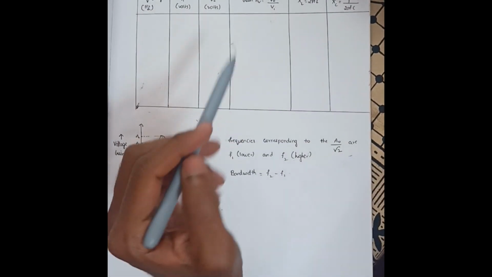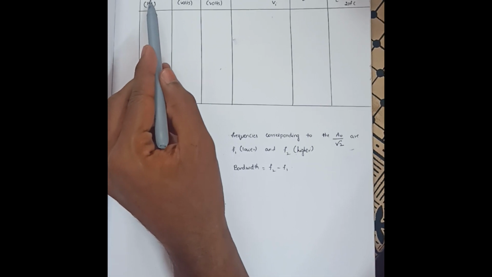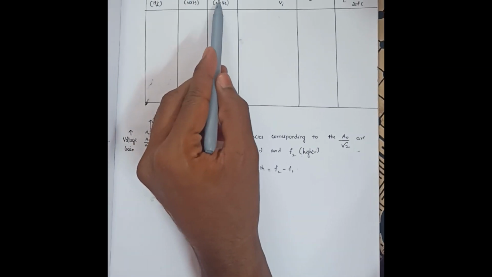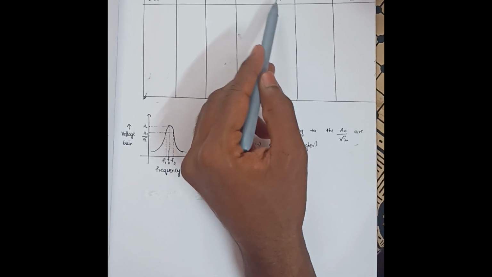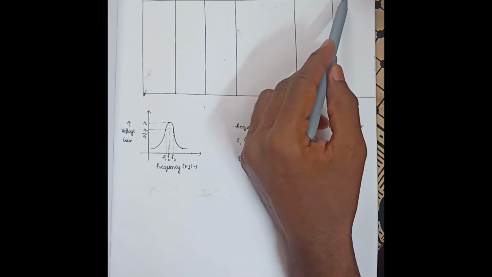Okay, now we'll see how to take the observations. This is the tabular column. It has 6 different columns. The first column is frequency, then input voltage, output voltage, gain, that is voltage gain, the ratio between output voltage and input voltage, inductive reactance and capacitive reactance.